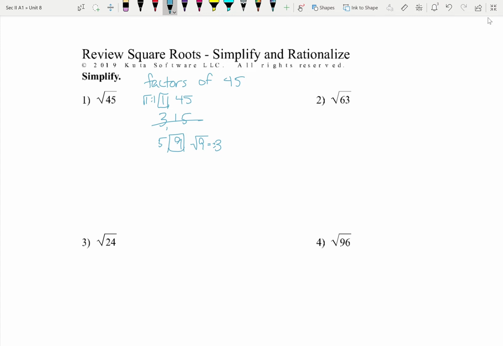So I'm going to separate this, and I'm going to say the square root of 9 times the square root of 5. The square root of 9 is positive or negative 3, and the square root of 5 is something. It's not a perfect square, so I can keep it under the radical. This is your final answer.